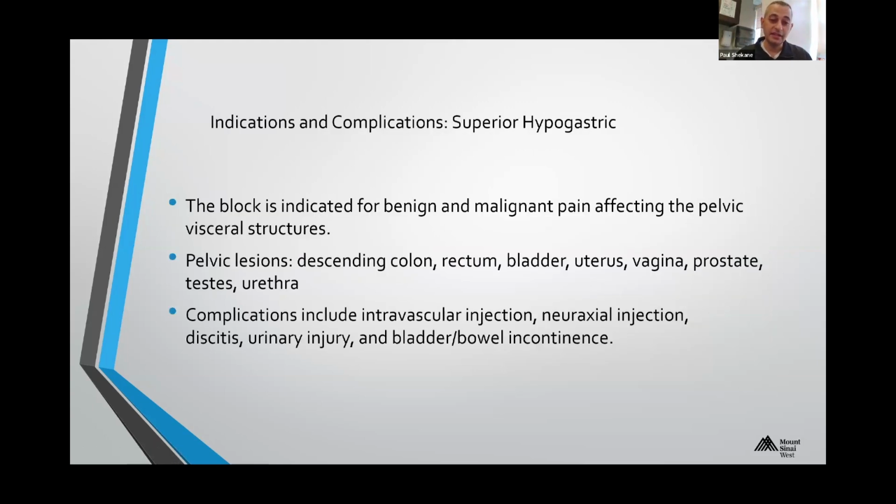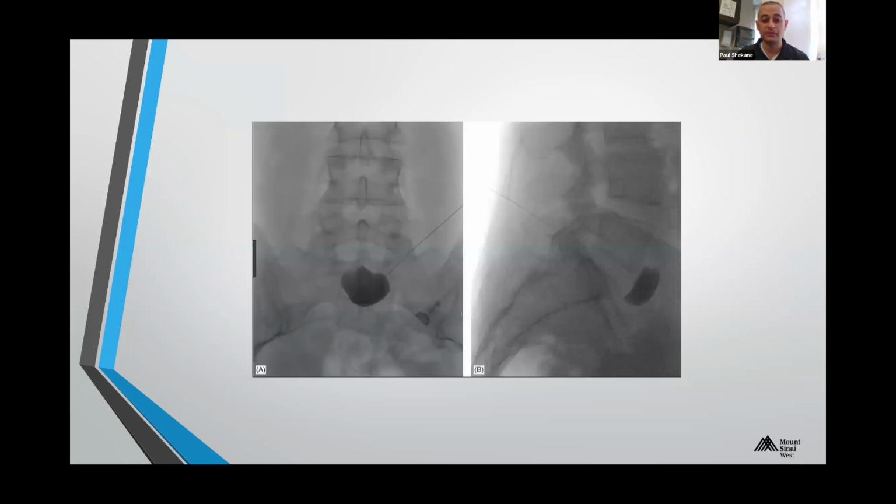This block is indicated for either benign or malignant pains that are affecting the pelvic visceral structures, not including the external pelvic organs. So we're talking colon, rectum, bladder, uterus, some intravaginal pain, prostate, testicular pain, or urethral pain. Complications of this block include intravascular injection, neuraxial injection, inadvertent discal injection with infection, urinary injury, and bladder and bowel incontinence.